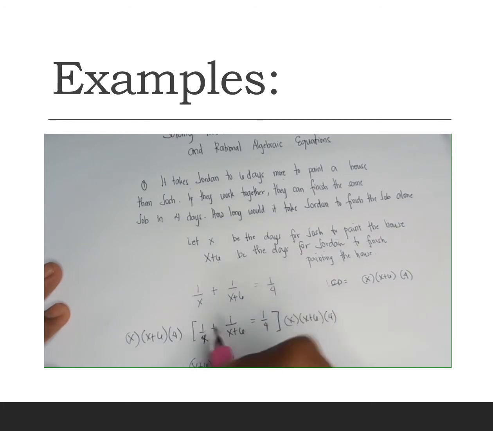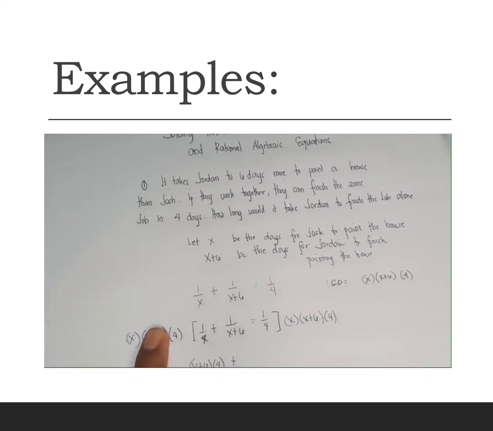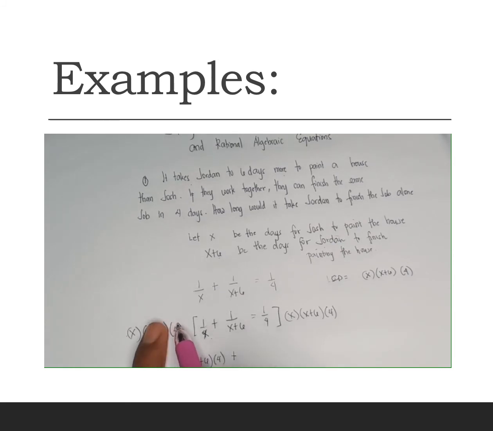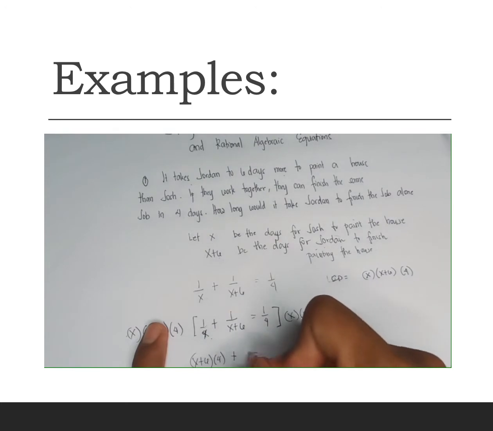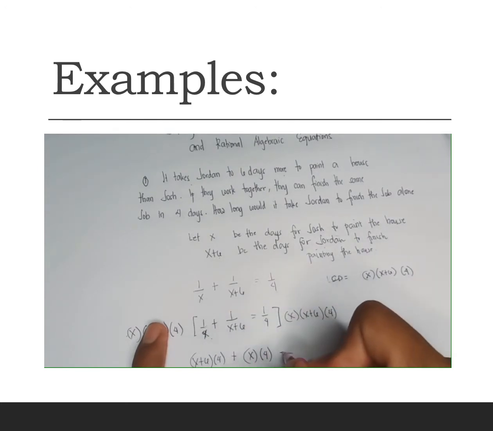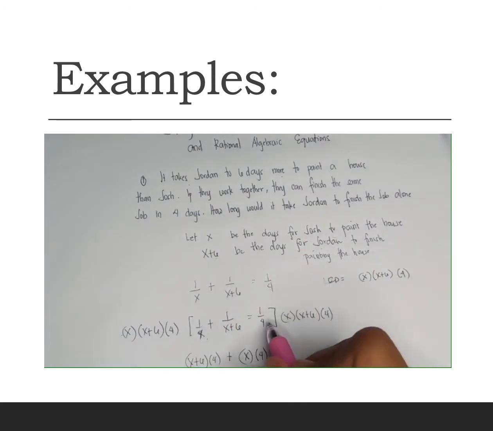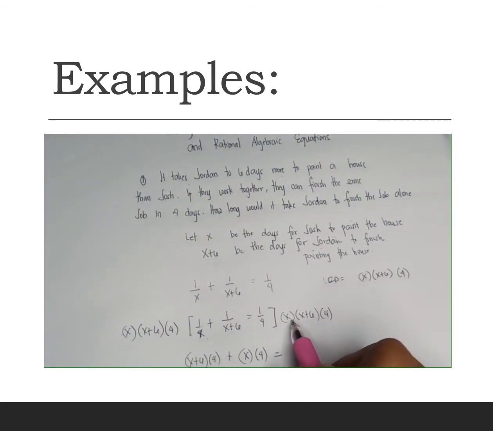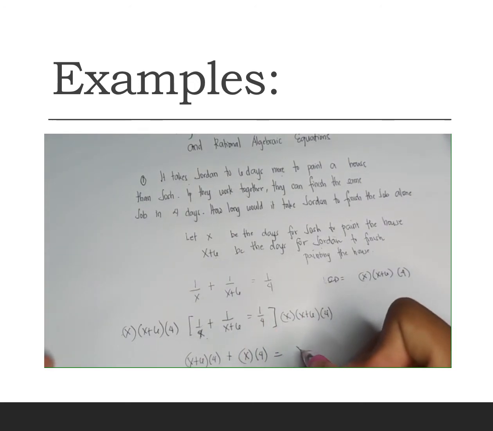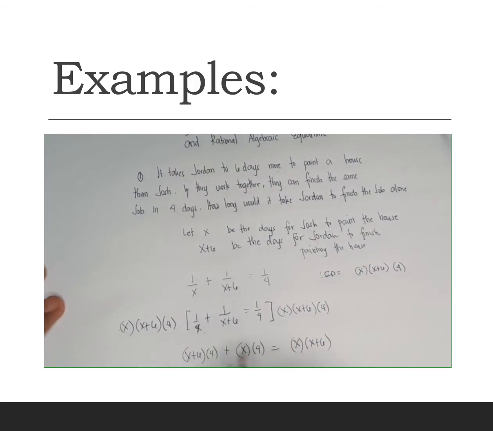Plus, we will try again to multiply this LCD to the second term. So we have x plus 6, and we cancel the x plus 6 there. So the x and 4 are to be multiplied by 1. So we have x times 4 is equal to, from the right side, 1 over 4 multiplied to x times x plus 6 times 4. The 4 cancels there, and what remains is x multiplied to x plus 6. So we have x times x plus 6.